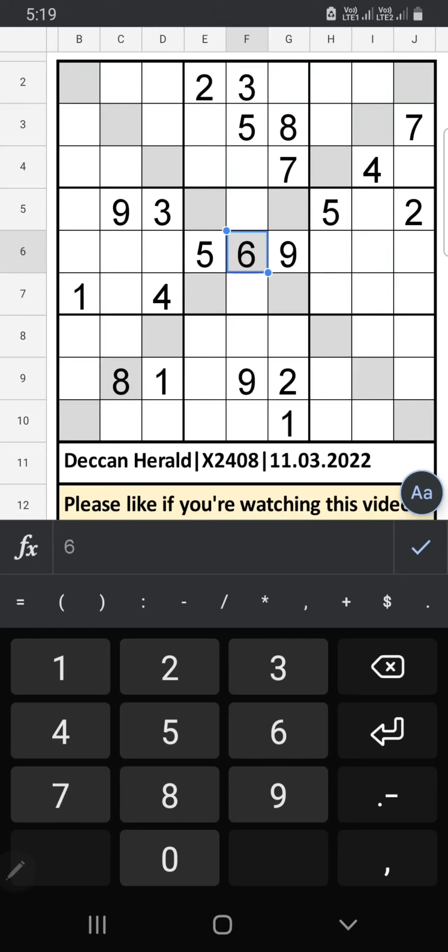Welcome to SkVm Sudoku. I am going to solve Deccan Herald newspaper diagonal Sudoku, March 11, 2022 diagonal Sudoku.